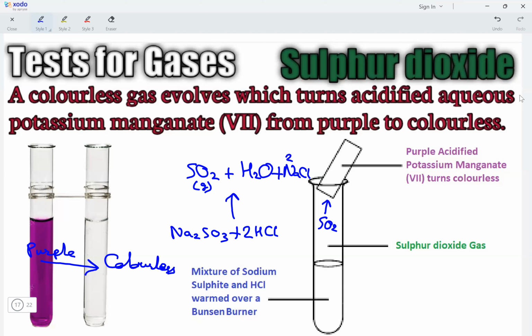In the case of the diagram on the left, even the sulfite ions will be oxidized to sulfate. So this way, if we add it to the solution, we are not testing for the gas. But when we use the potassium manganate paper, we are actually testing for the gas, and the gas gets oxidized when it is absorbed onto the paper, hence turning it from purple to colorless.